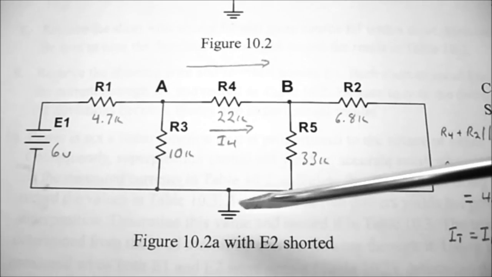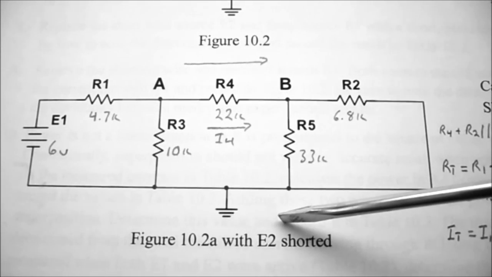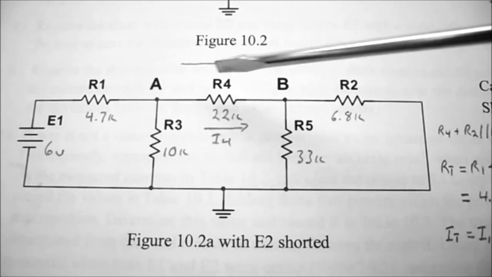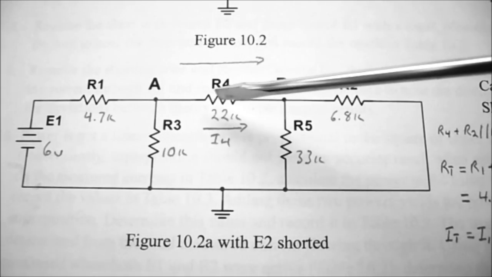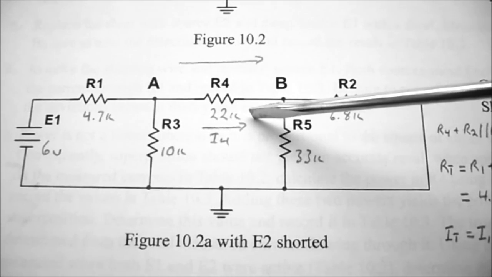Now I want you to notice that in figure 10.2a with E2 shorted, the current does indeed flow from point A to point B. So the current that we calculated through I4 is indeed positive.